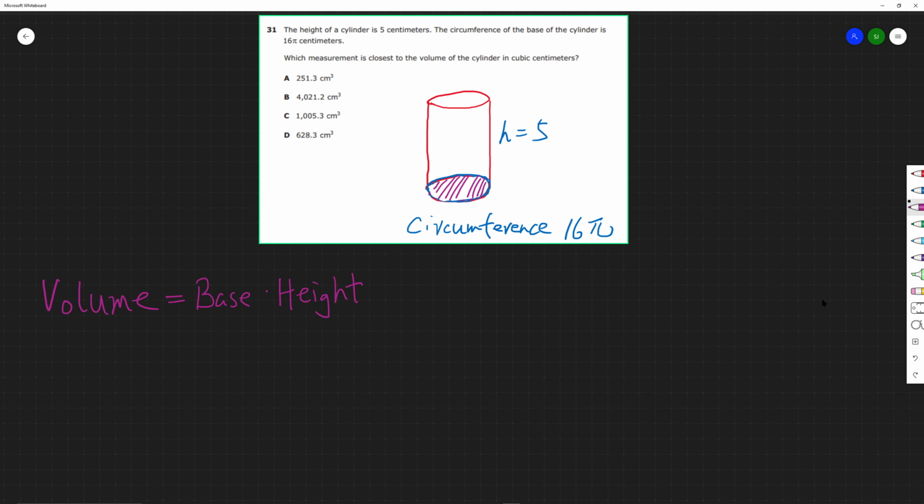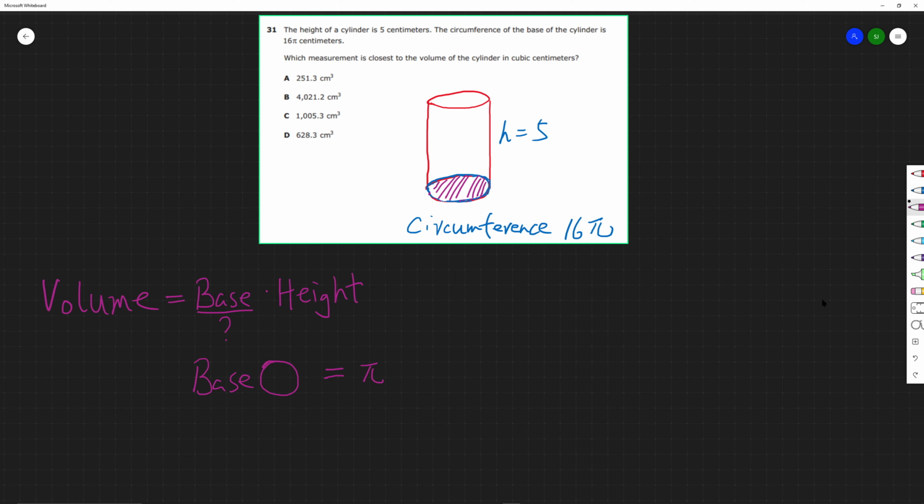So we already know the height, it's 5. So we just need the base. The base is unknown. Now, let's think about the base. The base of it is a circle. So the area of a circle, we have a formula for that.